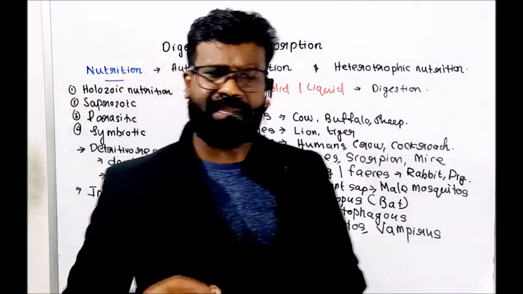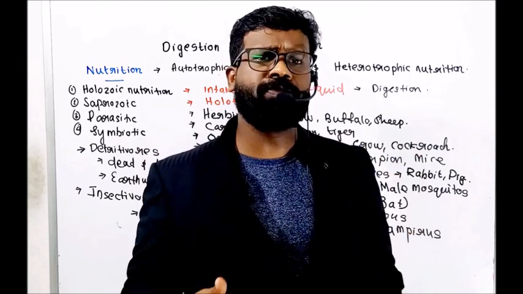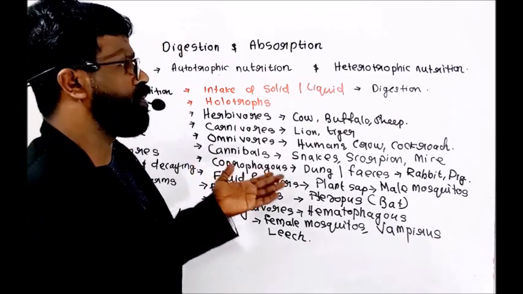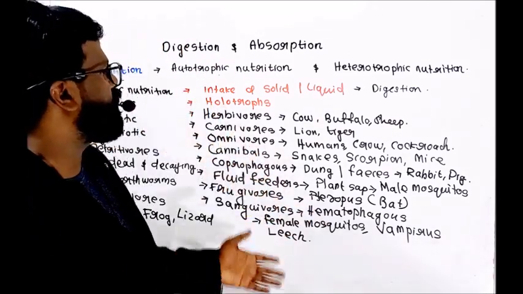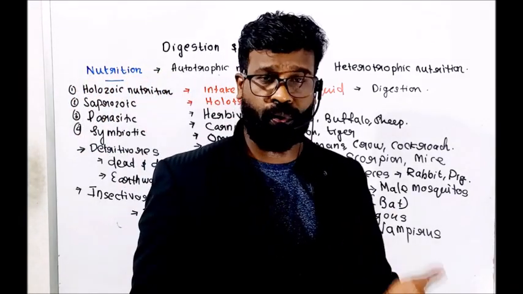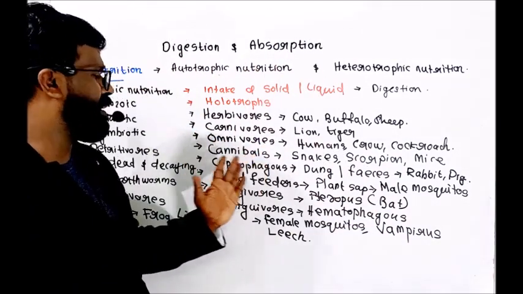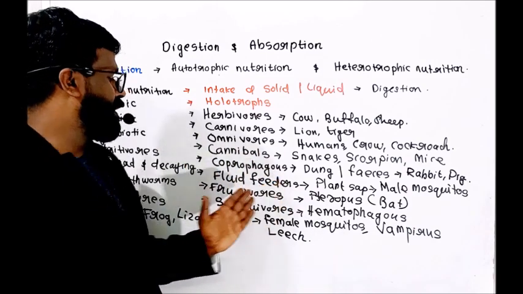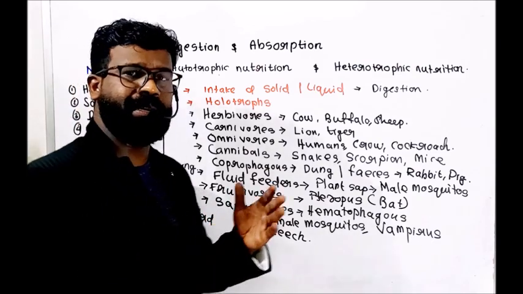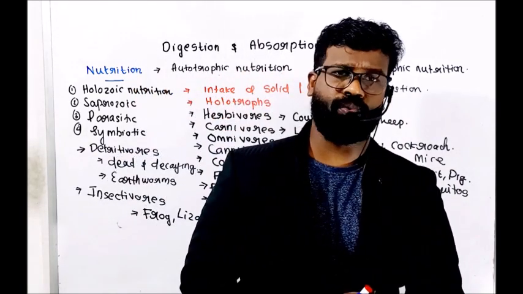So holozoic means intake of solid or liquid food, and after the intake, it gets digested, absorbed, then utilized. That type of nutrition is called holozoic nutrition. Organisms having holozoic nutrition are called holotrophs. Holotrophs are herbivores, carnivores, omnivores, cannibals, coprophagous, fluid feeders, frugivores, sanguivores, detritivores, insectivores, etc. So we completed holozoic nutrition.